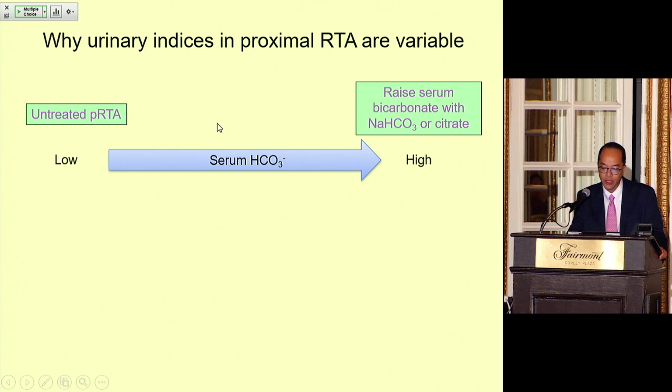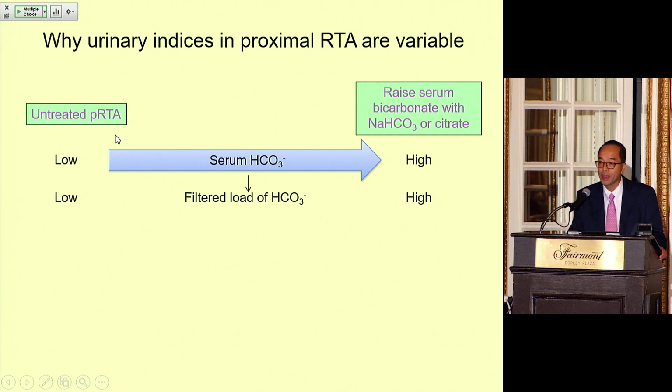So the issue here is that in a proximal RTA, the problem is that the capacity to reabsorb bicarb has been lowered, but it's not generally zero. The capacity in the proximal tubule has been lowered. So there's a threshold amount of bicarb that's filtered that can be reabsorbed by the proximal tubule. If you raise the bicarb above that level, then they can't reabsorb it and they start spilling bicarb in the urine.